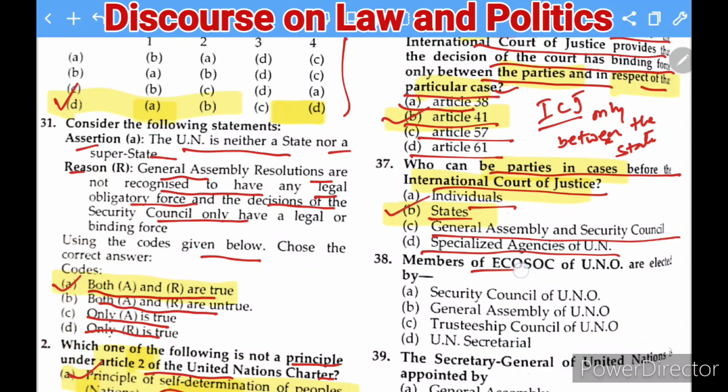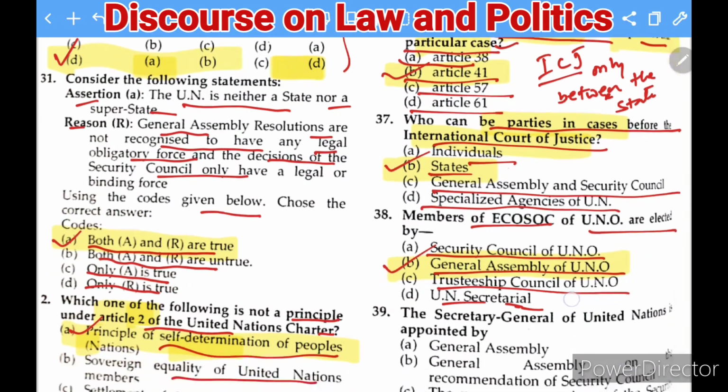Moving to the next question. Members of the ICSO of UNO are elected by whom? The options: Security Council of UN, General Assembly of UNO, Trusteeship Council of UNO, UN Secretariat. So which body is electing these people? Just give your answer here. I am waiting for your response. And the right answer to this question is the General Assembly of UNO. So this body is responsible for the election of the members.